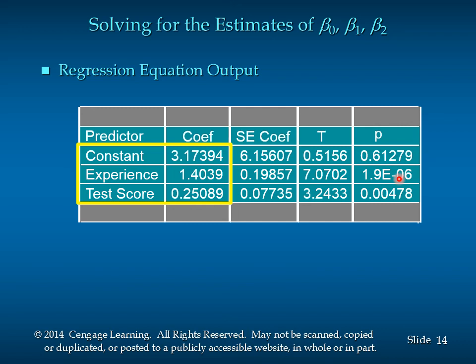No, I wouldn't say it's negative. It's very, very small. This means you've got 0.000019, I think that's where it would be. Yes. And so you would say that experience has a significant effect. In fact, you're 100% confident that experience matters.